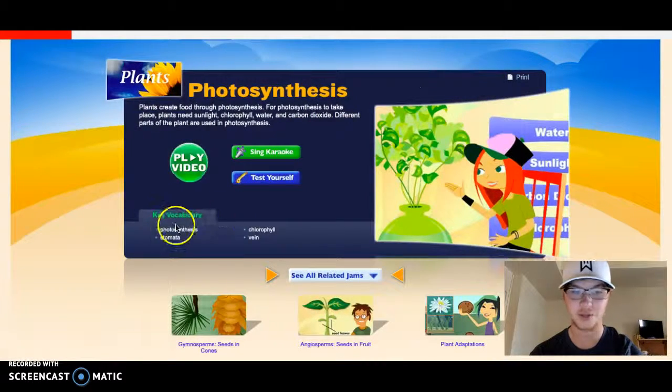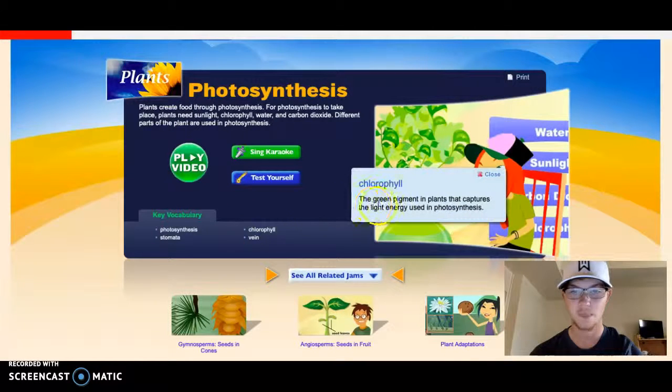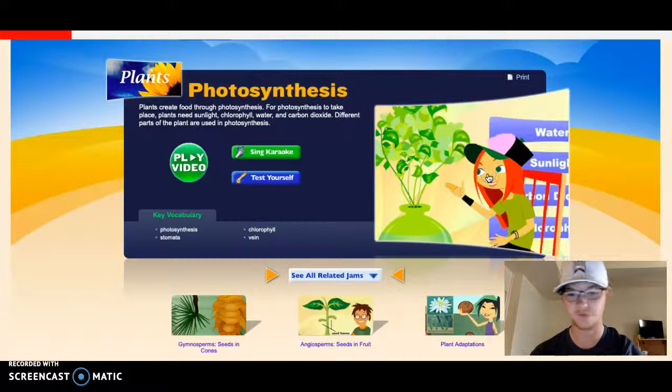And then also it has key vocabulary that we can go over. And also I can get these words from the book and say, these words will be on the test. You need to know these certain words. So they can click on them. And it tells you what they mean, which is very, very helpful.